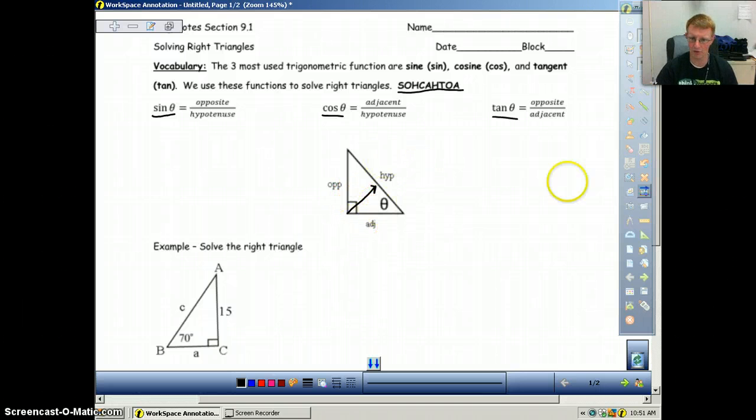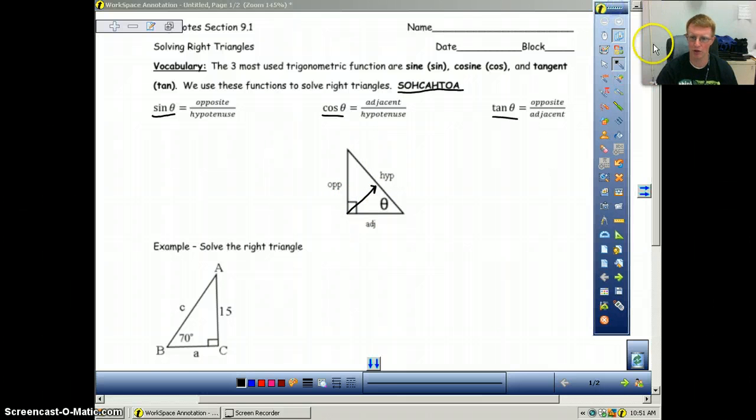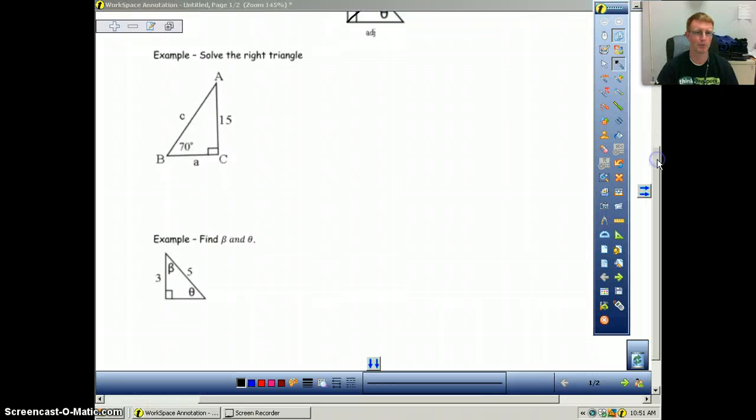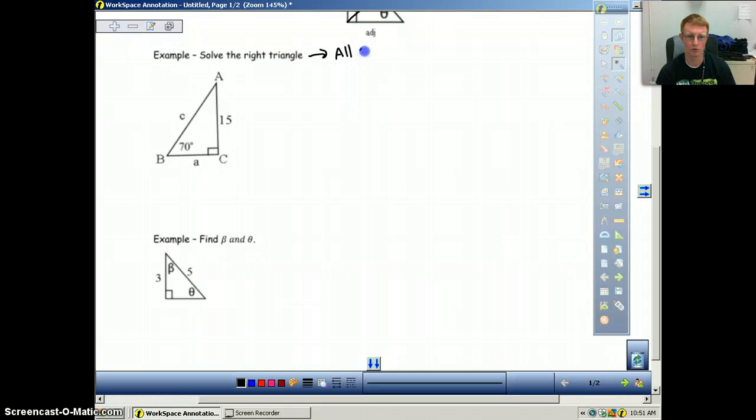So let's go on and look at this example, and we're going to talk about how we're going to use this. We're going to be solving the right triangle. What does solving the right triangle mean? Solving the right triangle means that we want all sides and we want all angles.